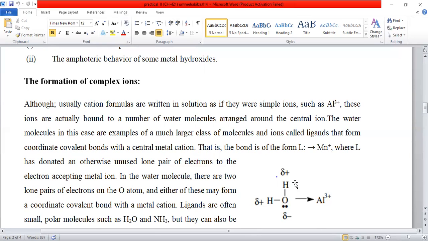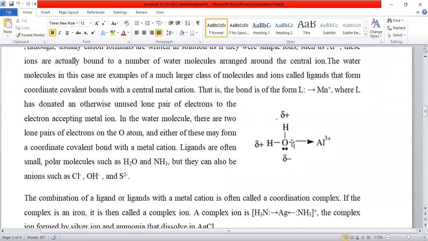In this diagram you can see that the bond is of the form L to metal ion, where L denotes an otherwise unused lone pair of electrons donated to the electron-accepting metal ion. In the water molecule, there are two lone pairs of electrons on the oxygen atom, and either of these may form a coordinate covalent bond with a metal cation. In this diagram, you can see a lone pair of oxygen being bonded with the metallic cation.